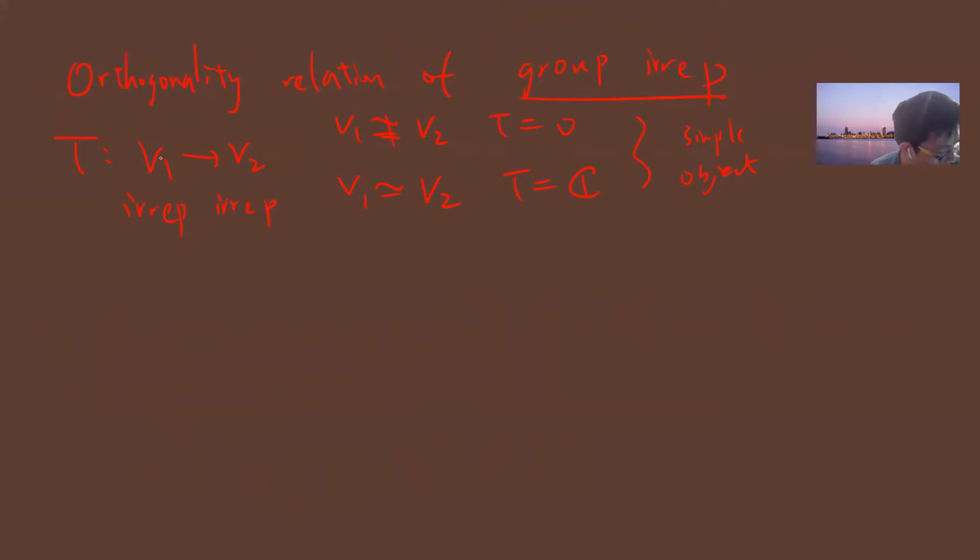Okay, so let's prove the orthogonality. It should be very simple. Let's consider any linear map H from V1 to V2, and let's define T to be 1 over |G| times the sum over g belonging to G of rho_2(g) inverse H rho_1(g).